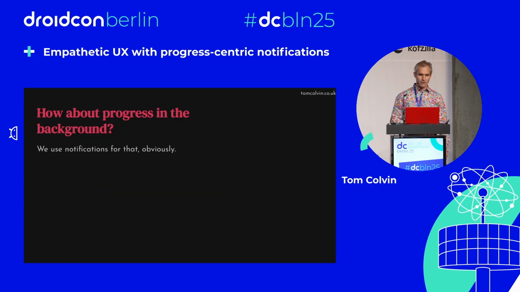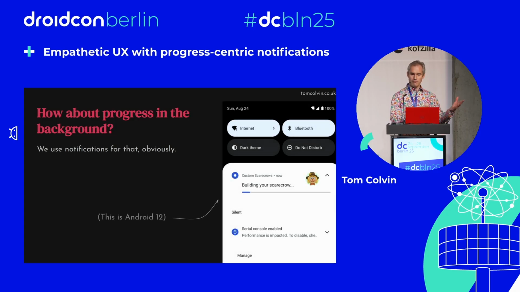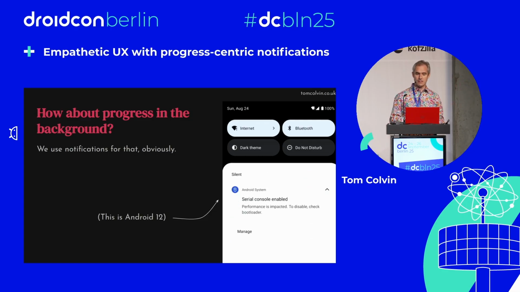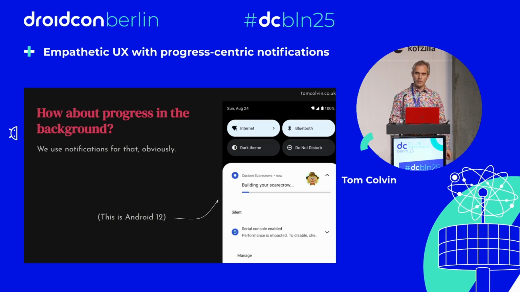How about progress in the background? Well, we use notifications for that. So here's one. This is not new. This is showing a progress bar. And it's good empathy because we're showing progress for that ongoing task without forcing the user to keep checking the app. This functionality has existed since Android 4, since Ice Cream Sandwich. It's all quite straightforward, don't fear. We're going to build on this right up to the latest features of Android 16.